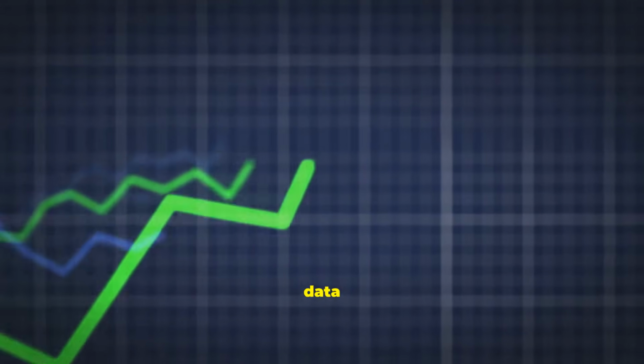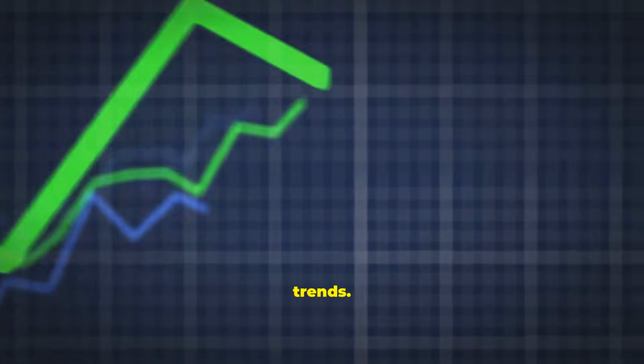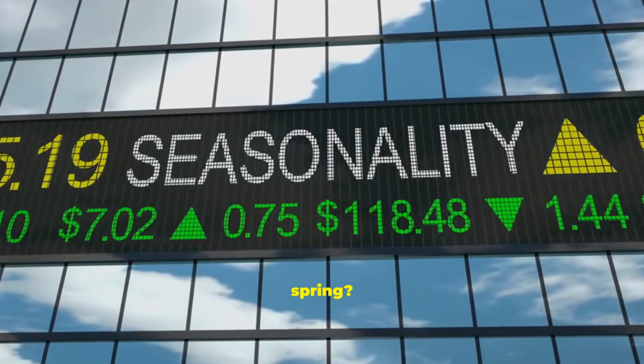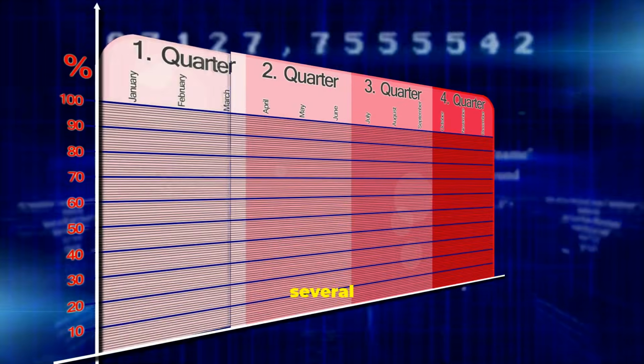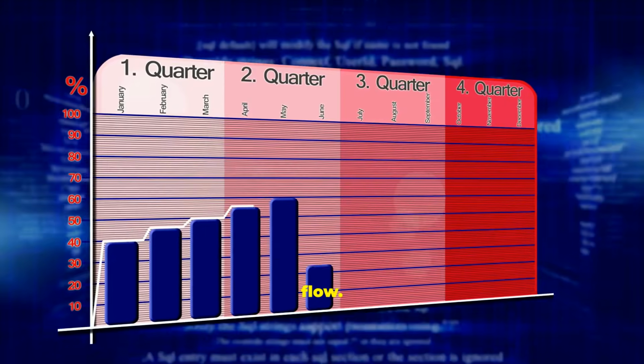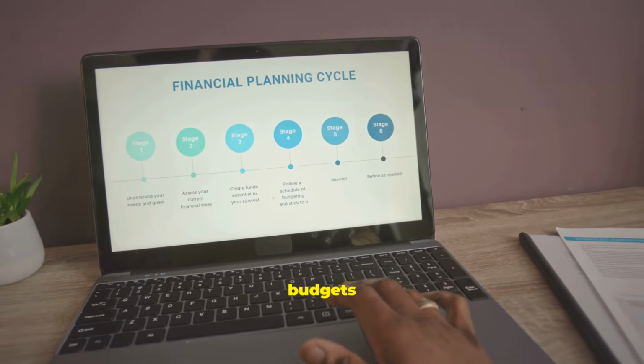This historical data also reveals long-term trends. Are your sales growing each spring? Are your winter expenses always higher? Seeing these patterns over several years helps you plan your cash flow. It helps you set realistic budgets and goals.